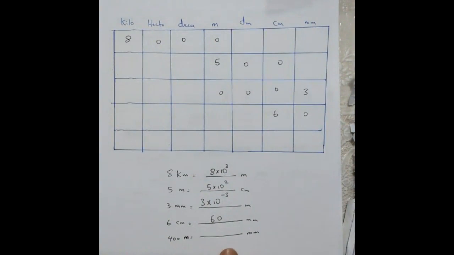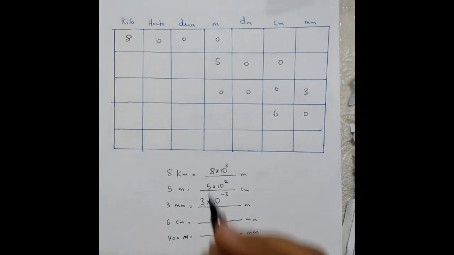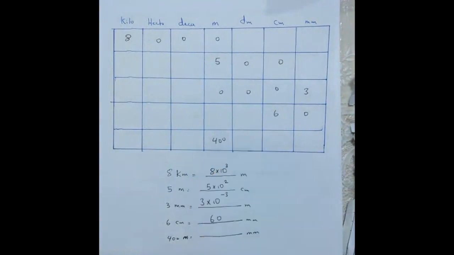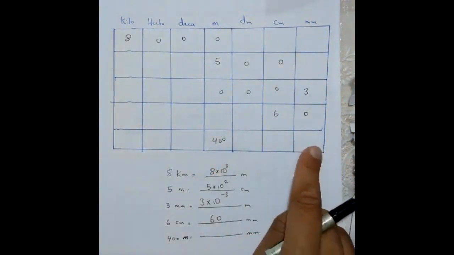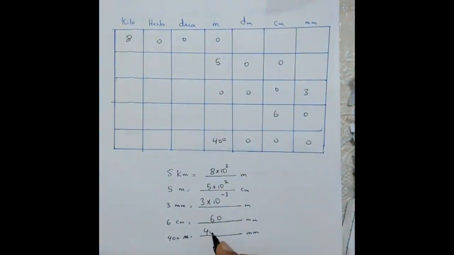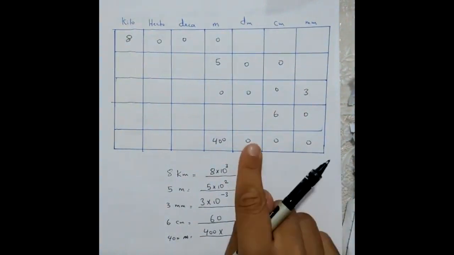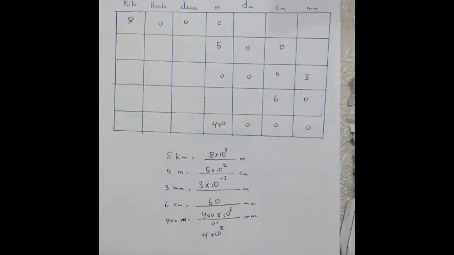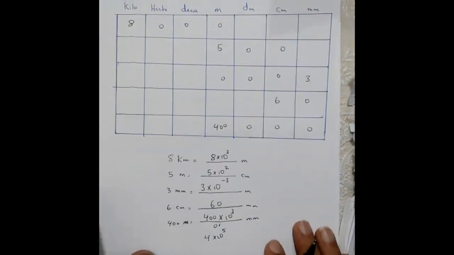If you have 400 meter, you will go to the millimeter. So we'll write 400 here, and 1, 2, 3. So we'll write 400 times 10 to the power 3. Or you can write it as 4 times 10 to the power 5. This is how to convert units.